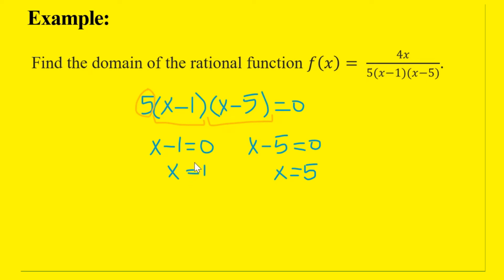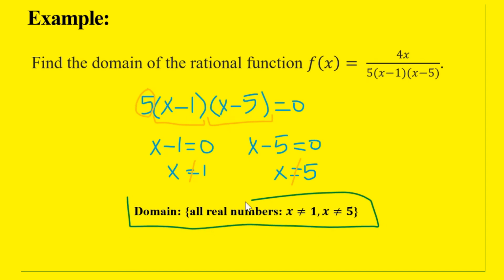But remember, we really want to think of it this way. We don't want x to be 1, we don't want x to be positive 5, so our domain will be all real numbers excluding 5 and 1. So therefore, we can write our domain as so: all real numbers excluding 1 and 5.